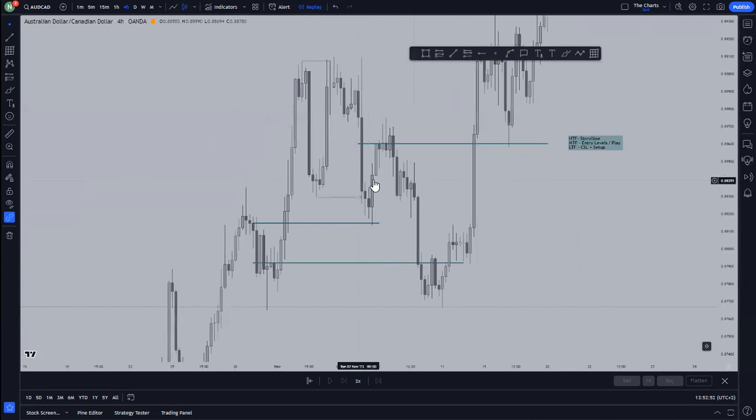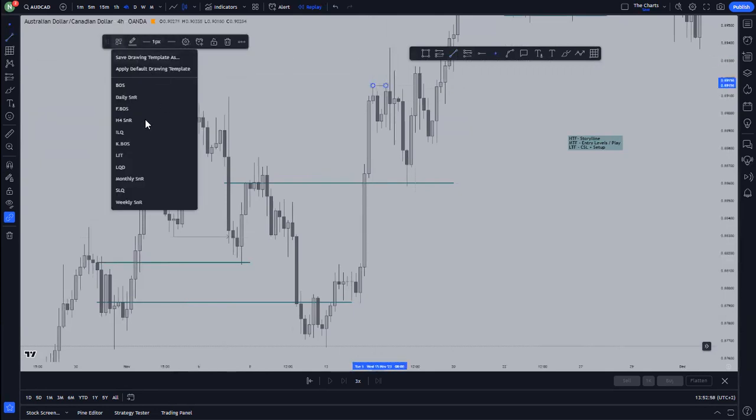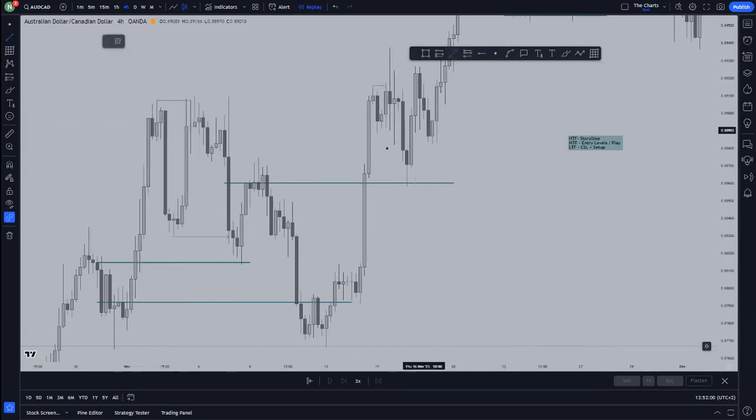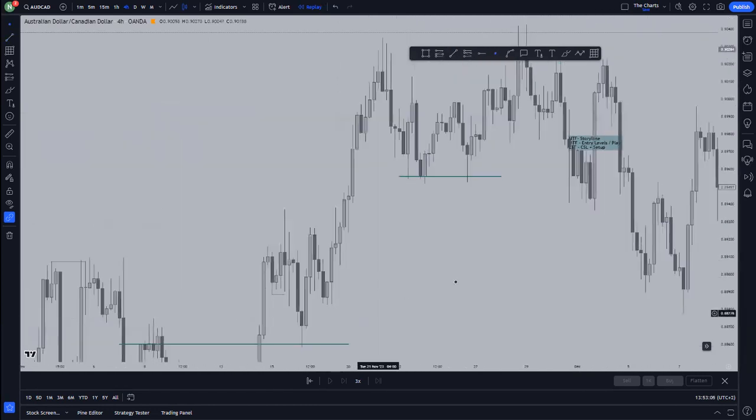So you're going to be looking for buyers right here, and you're going to be looking for buyers right here. So same thing applies right here. You see what? Transactional liquidity. We see transactional liquidity, we see inducement right here. Then we are looking for buys from here going to the upside.